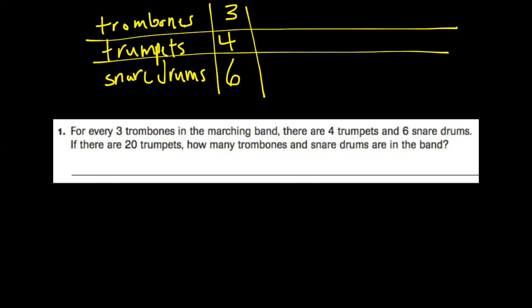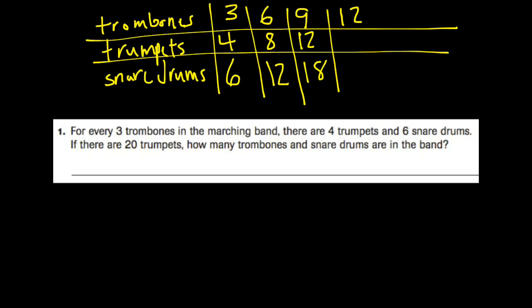So if I was to double this, it would be 6, 8, 12. If I was to triple it, 3 times 3 is 9, 4 times 3 is 12, 6 times 3 is 18. If I was to quadruple it, 3 times 4 is 12, 4 times 4 is 16, 6 times 4 is 24. Then multiply it by 5: 3 times 5 is 15, 4 times 5 is 20, 6 times 5 is 30.